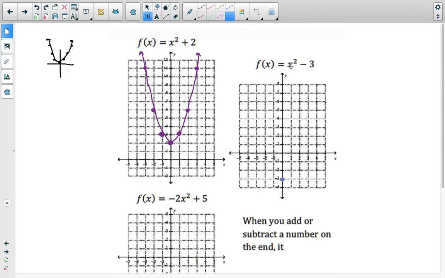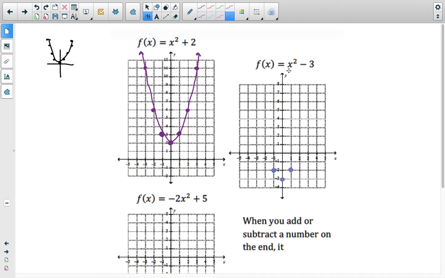Let's plug in our 1. 1 squared is 1, but we have to subtract 3, so that gives us 1, 2, 3, a negative 2. Let's see if there's symmetry by plugging in negative 1. Negative 1 squared is positive 1, but we have to subtract 3, which gives us that negative 2 again. So there is symmetry.